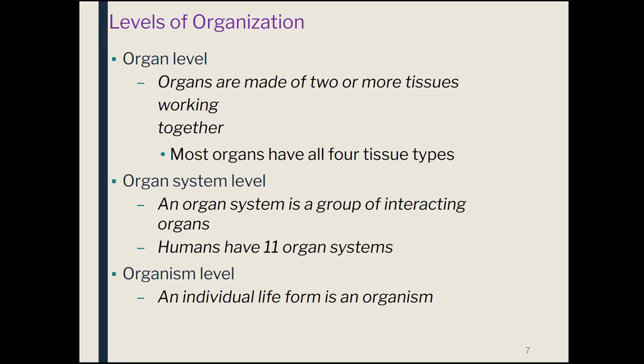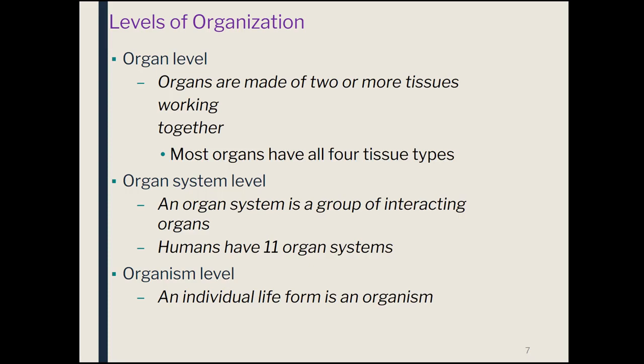We have different organ systems working together to interact with other organs. In our digestive system, we not only have our stomach, we have our large intestine, small intestine, our pancreas playing a role in digestion, our liver. All these organs are working together as a group and interacting with one another. And humans have 11 organ systems. And then the organism level means that this has now brought together all of these different smaller levels of organization, and now they've created an organism.